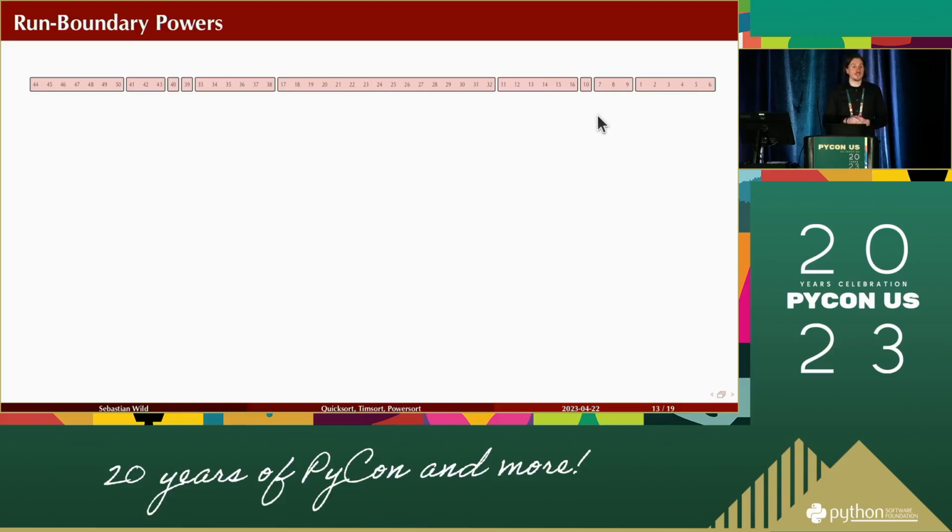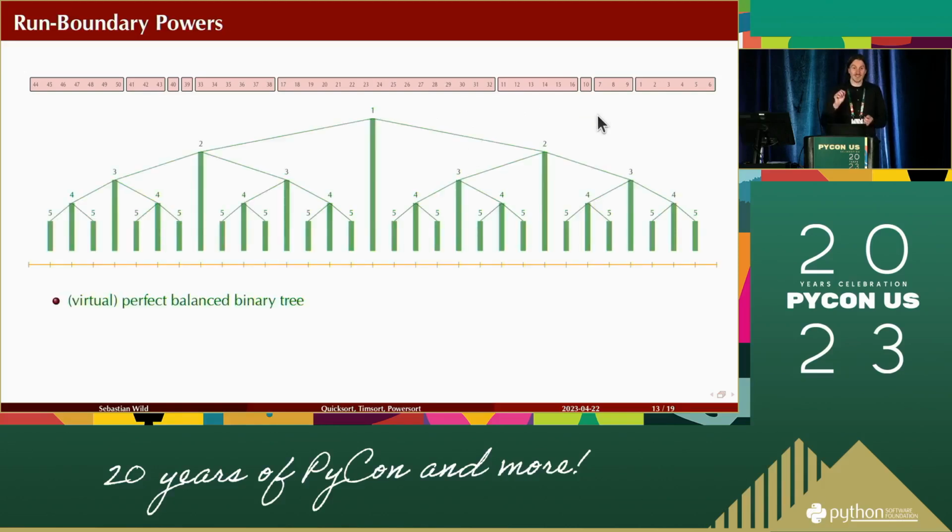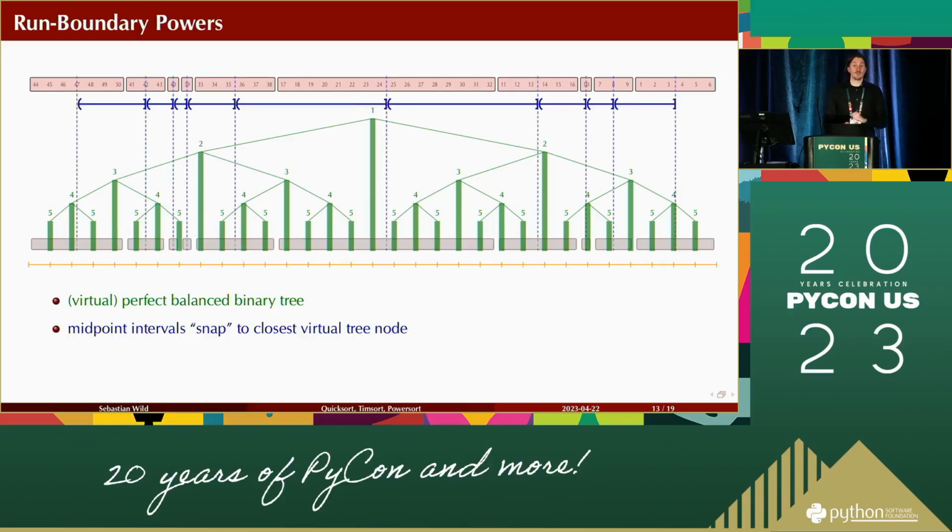Here are your runs in the input. Here's a perfectly balanced binary tree. And we like balanced trees, so we would like to have something that's close to that. Now, how do we get that? Because the actual runs we have, they lie anywhere, so we can't just follow this tree without breaking up the runs. And we don't want to do that. So let's do the following.